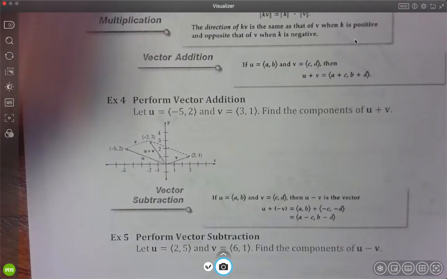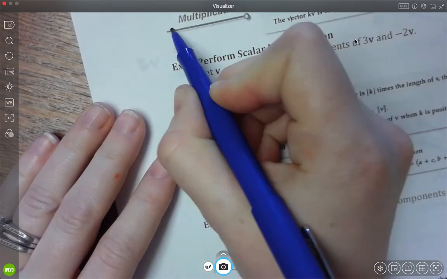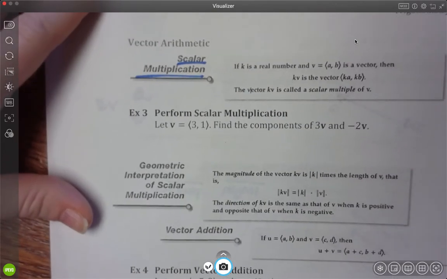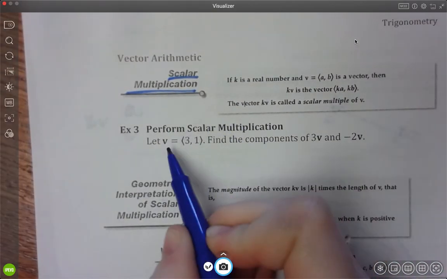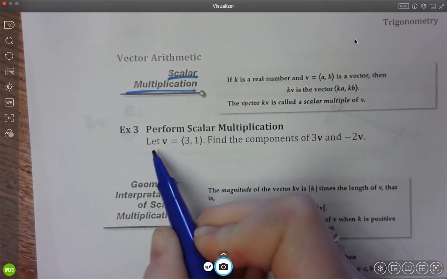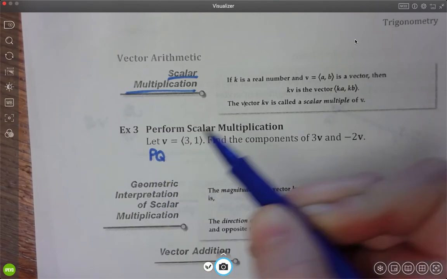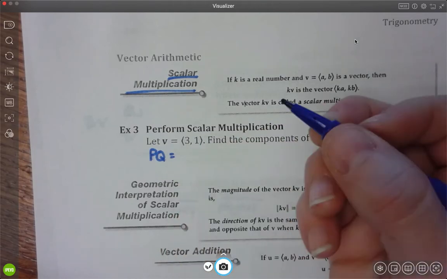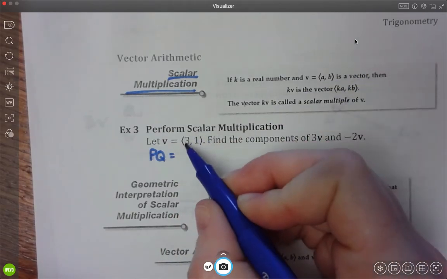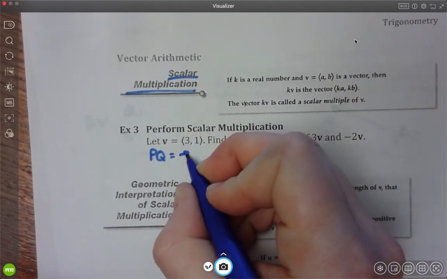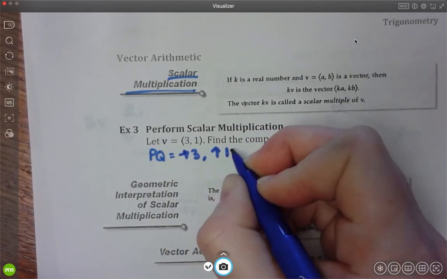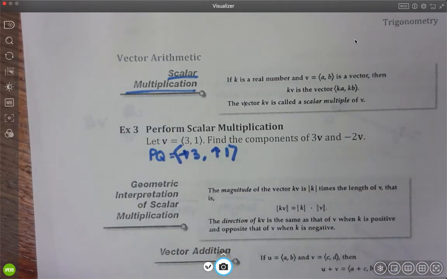So this is called scalar multiplication. That just means you're multiplying your vectors by a certain amount. So right here I have a vector v, they've called it. Before we called it PQ, so you can either call it PQ or you can give it a special name, v. But PQ or vector v is <3, 1>. That means 3 to the right and 1 up from some place. Maybe we're starting at 0, 0, maybe we're starting somewhere else. But we're going 3 to the right and 1 up, okay?